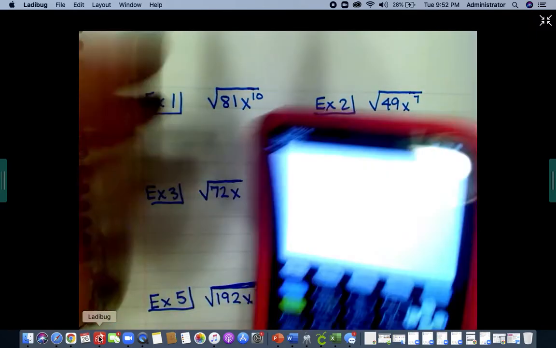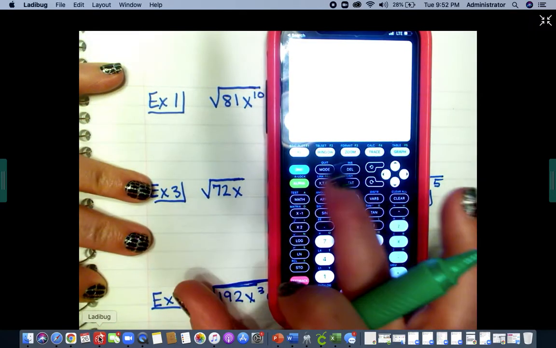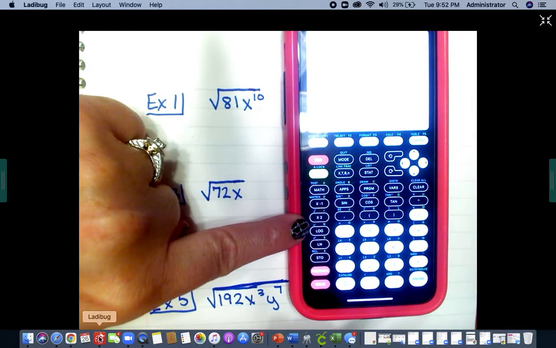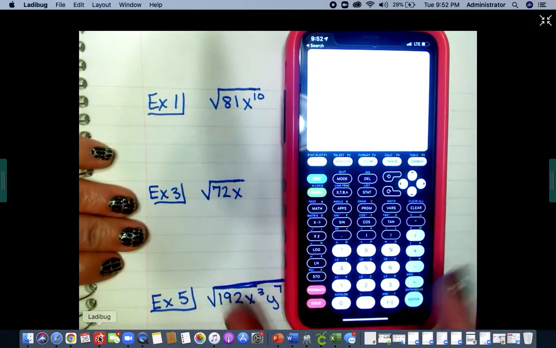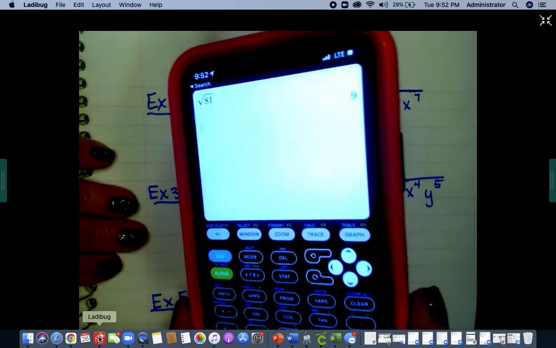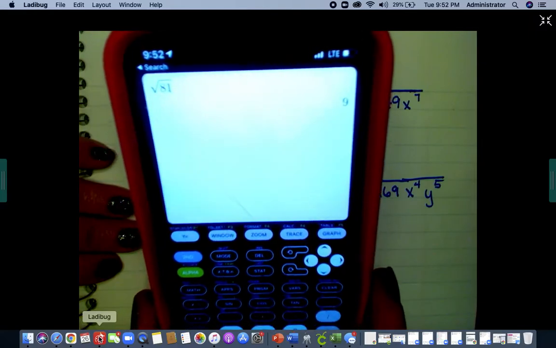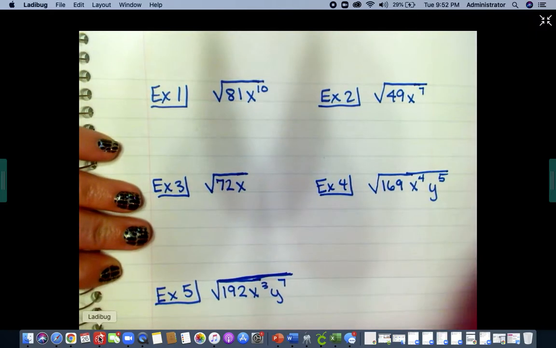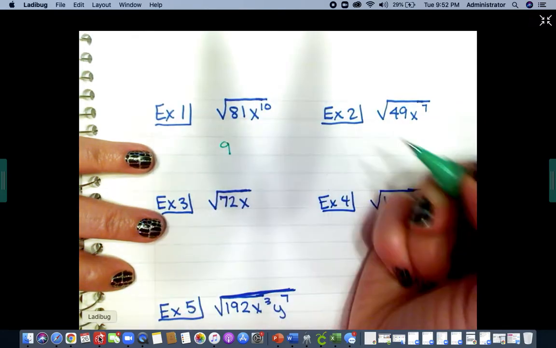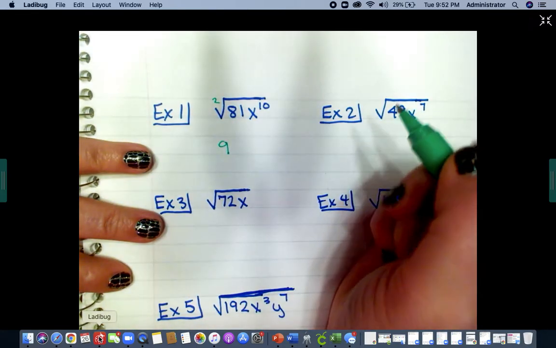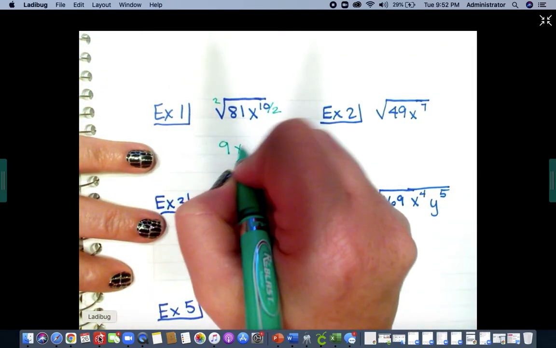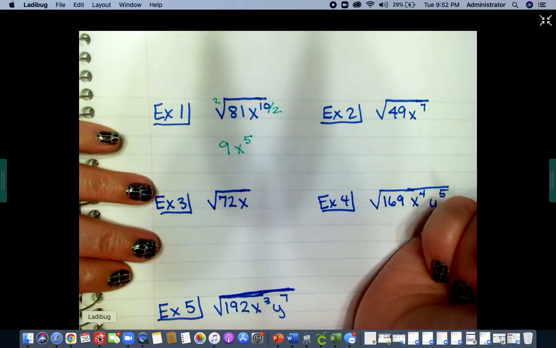And if you don't remember how to do that, we go to our calculator, and if we press second, then the x squared button right here, and then type in 81 and press enter, we would get a 9. Okay, square root of 81 is 9, but we should know these. And then because my index is 2, if I divide, I get x to the 5th.